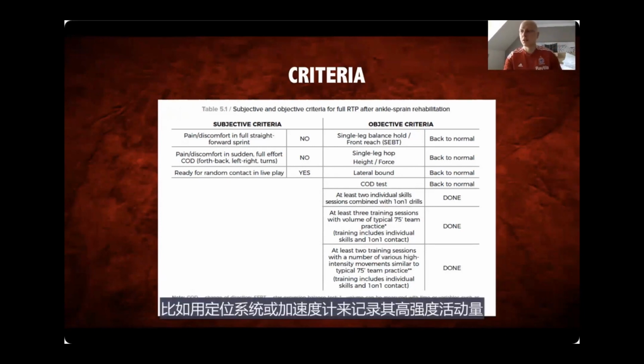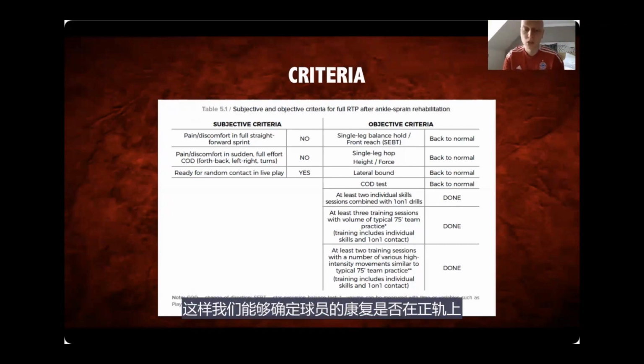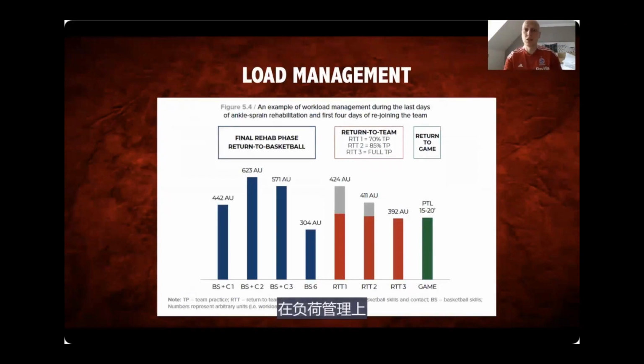If we have local positioning system or accelerometers, and we can track high intensity movements and overall movements, and we can know how many changes of direction, jumps, accelerations, decelerations player did. In that sense, we can be sure that we are on the right track to bring this player back to training and game. When it comes to load management, I think it's important to control the loads when the player starts coming back to the team.